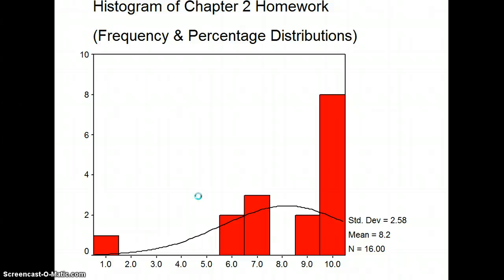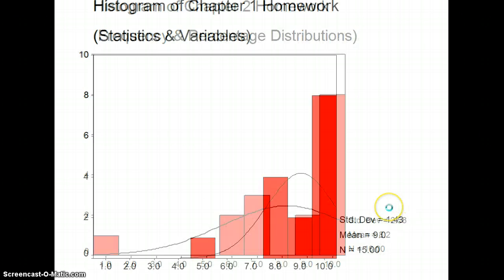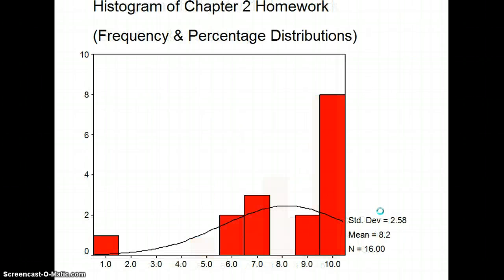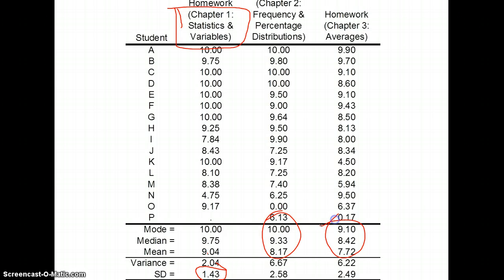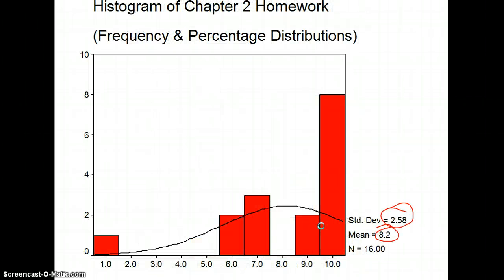Okay, if we look at the histogram of the Chapter 2 homework, again, we have a mean of 8.2. We have a standard deviation of 2.58, which, by the way, is much bigger than 1.43. And let's answer the same questions. Is it normal? No, it is not symmetrical. The mean, the median, and the mode are not the same. We know that from the table earlier, where we can see none of these are symmetrical because the mean, the median, and the mode aren't the same. Is it skewed? Yes, again, it's skewed towards the left, so it's a negative skew.